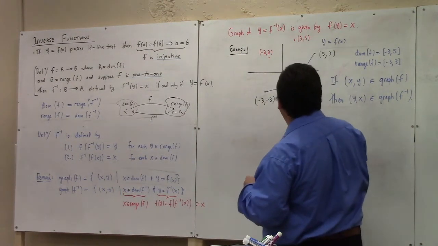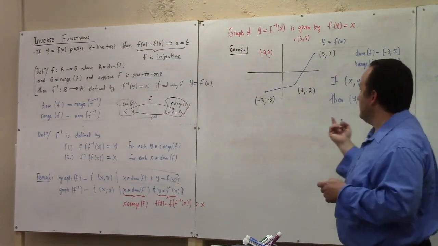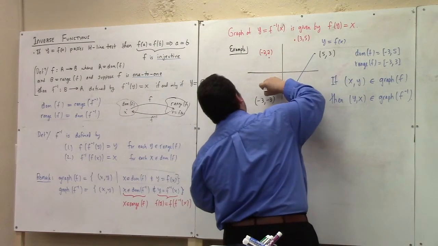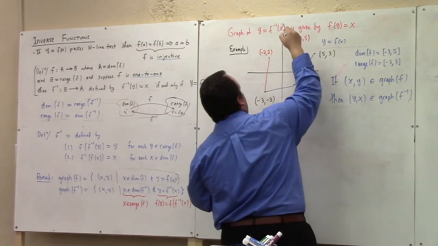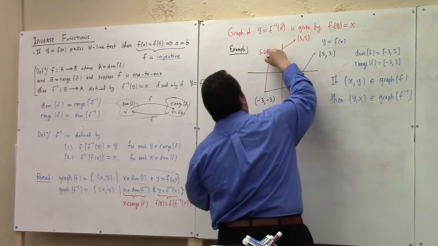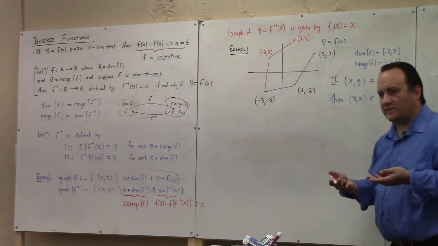And how about this, minus 3, 3? What happens there? It stays the same, right? And then you can just connect the dots. There's a theorem that says that the inverse of a piecewise linear function is, again, a piecewise linear function. This is called a piecewise linear function because it's made up of pieces, each one of which is a linear function.